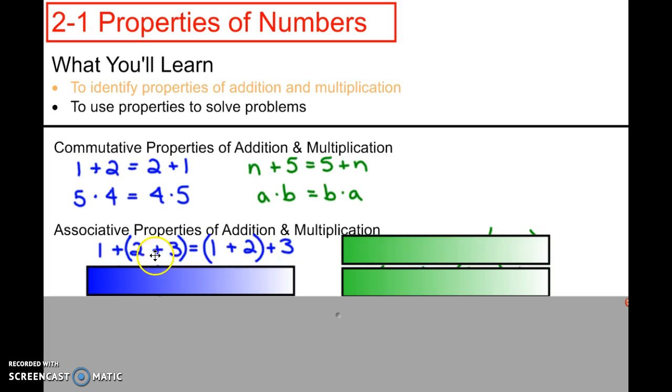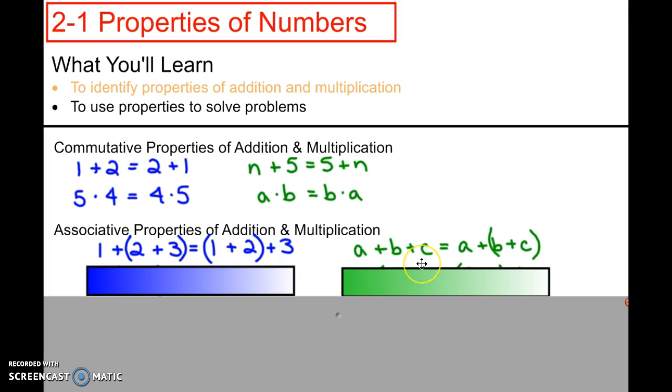I would get 5 here, then I would add the 1 and get 6. Over here, I would add the 1 and 2 first to get 3, and then 3 plus 3 is 6. I get the same answer. So that's called the associative property of addition. With variables, this is a plus b plus c equals a plus the quantity of b plus c.